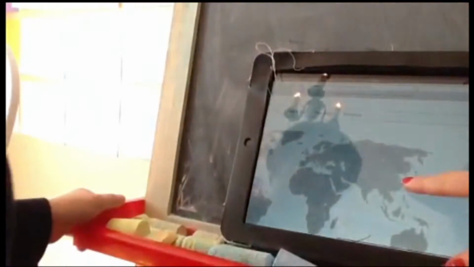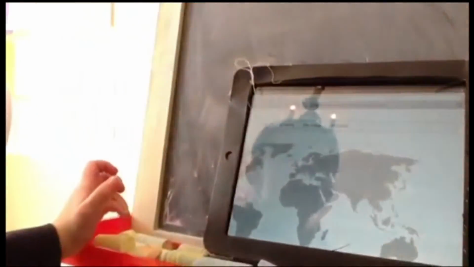Indonesia. Good. Okay, and so what's up here? What countries are up here? What's this big one? China, Russia, Mongolia, Kazakhstan, Turkmenistan. And what's this one right here, that little island country? Japan. Okay. Go ahead.